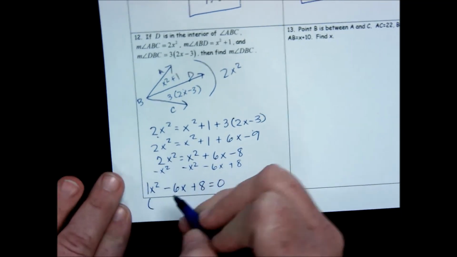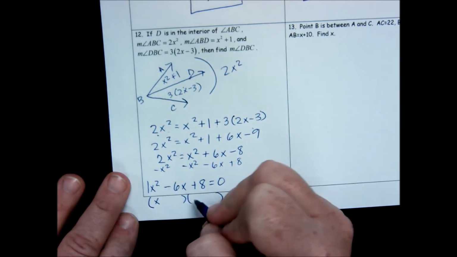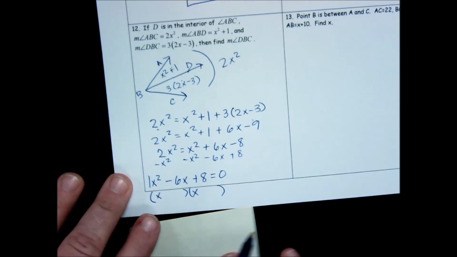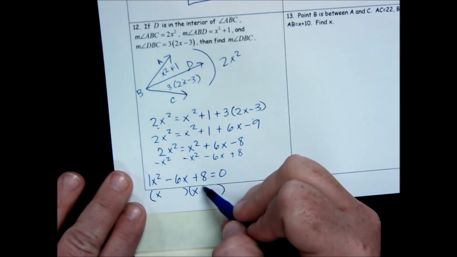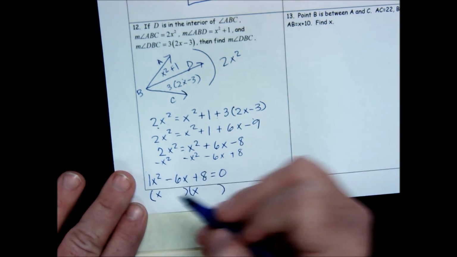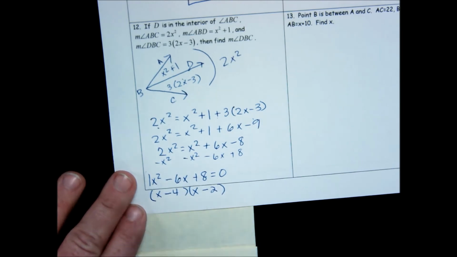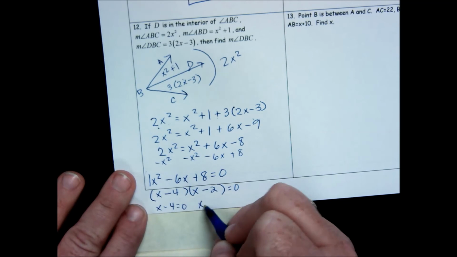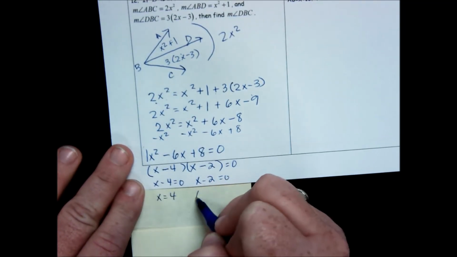So then when I factor, I know I'm going to have an x in front of both parentheses because there's a 1 in front of my x squared. I need to find two numbers that multiply together to be 8 but add together to be negative 6. In this case it's minus 4 and minus 2. So then when I solve each of these for x, I get that x equals 4 and x equals 2.